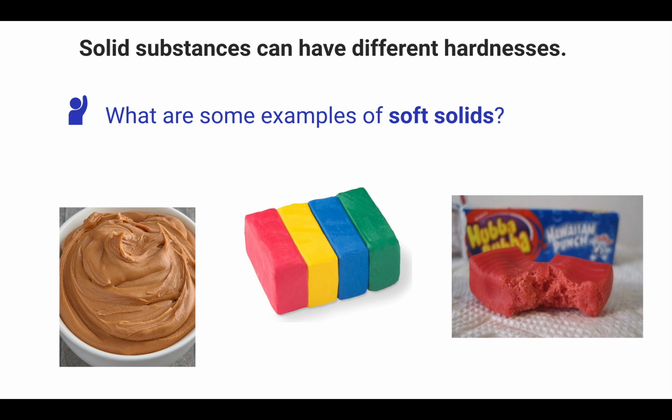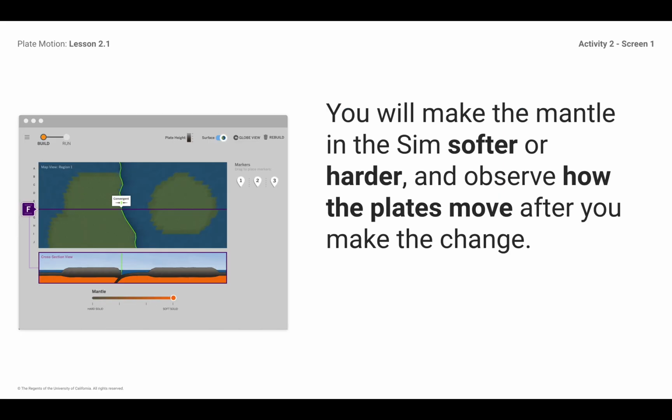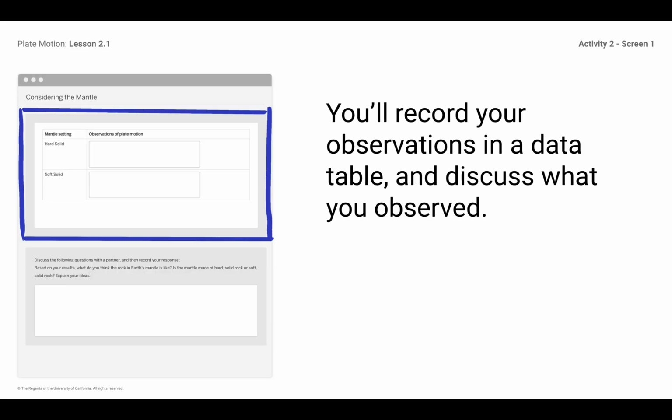Another example is chewing gum. All of these are examples of soft solids. So going back to your sim, you're going to make the mantle in the sim softer or harder and observe how the plates move after you make the change.